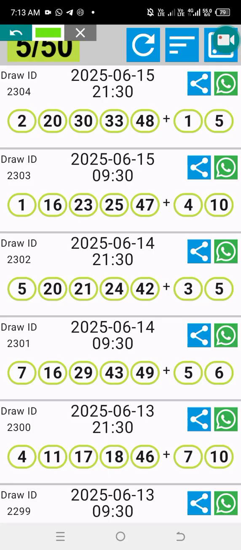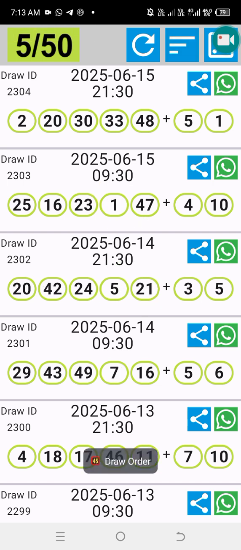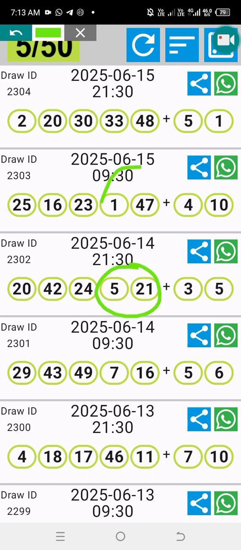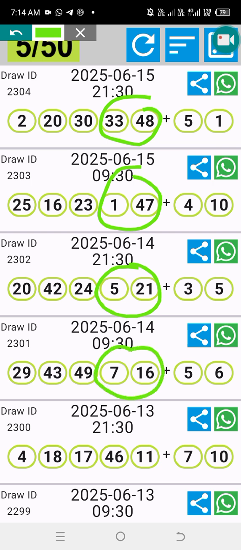Now, let's go. The new strategy is to use the last two numbers, but they must be in draw order. For example, here it's 23. What they do is separate that 23, then they play 2 and 3. So 2 was played as 20.